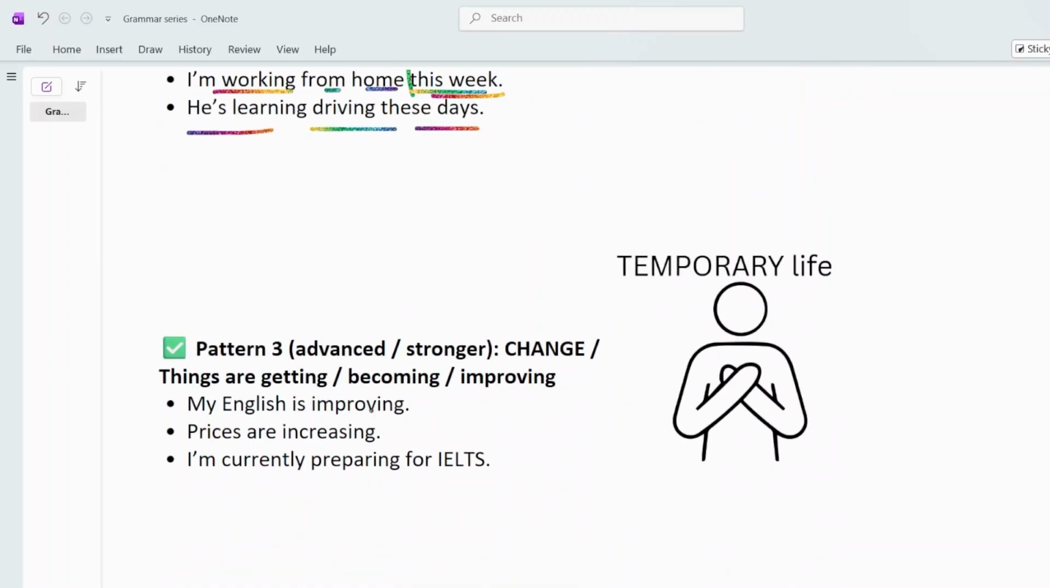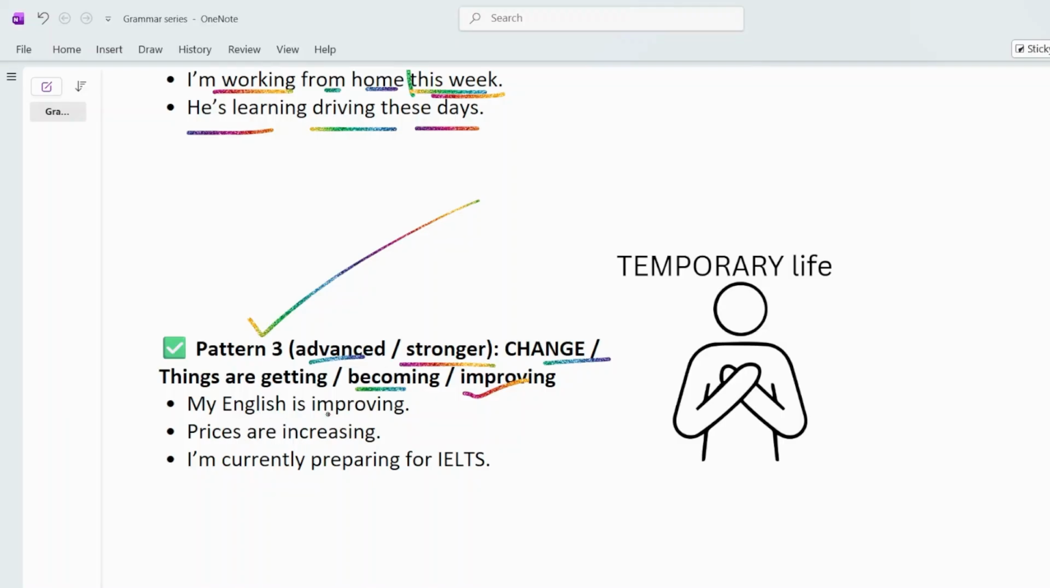Okay, now let's look at pattern number three. It's pretty much moving towards a situation where we are going to sound advanced and stronger at the same time. All right, we are looking at a certain change. Let's look at how exactly that's done. So in our lives things get better, or things will improve, or in a state known as becoming. All right, so let's see what I exactly mean by that.